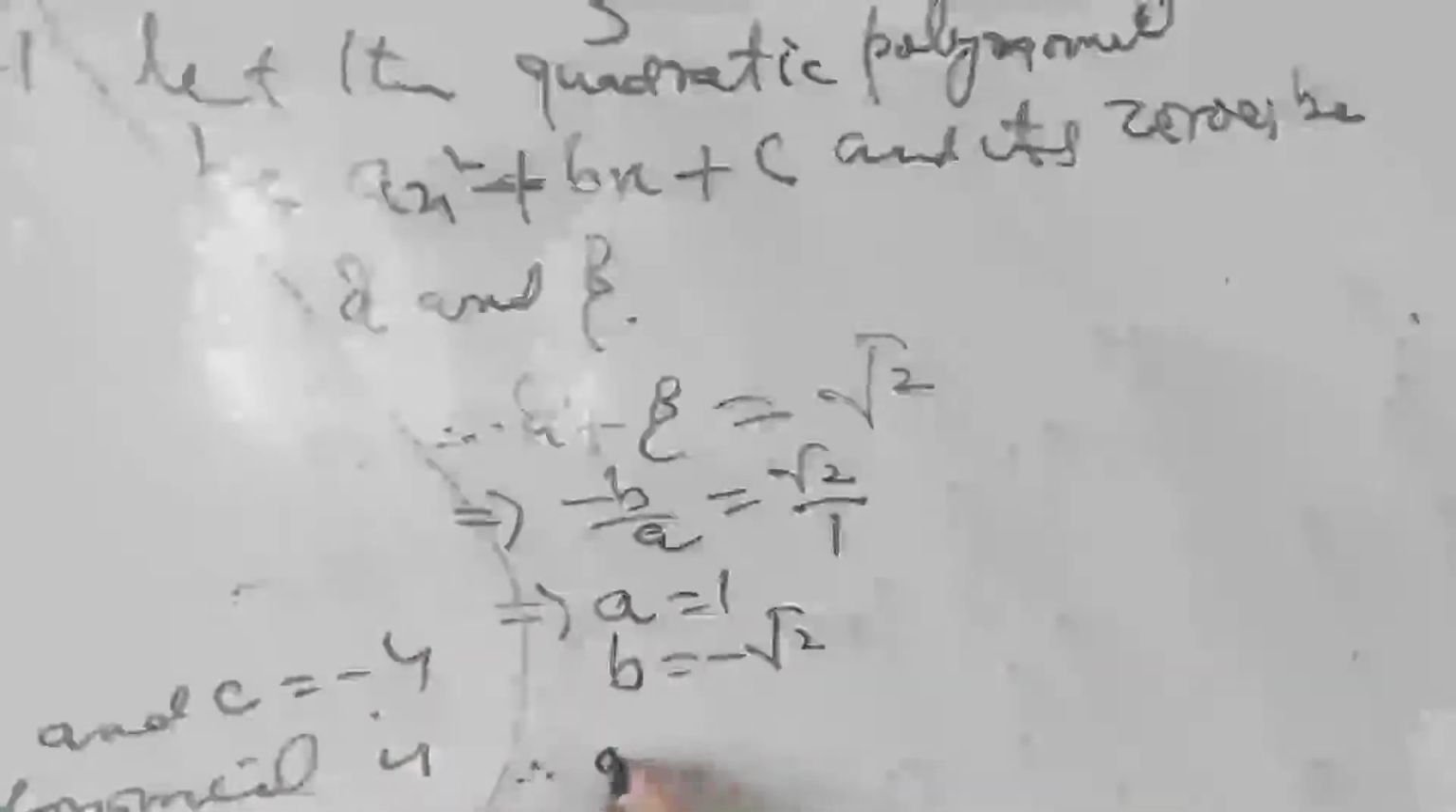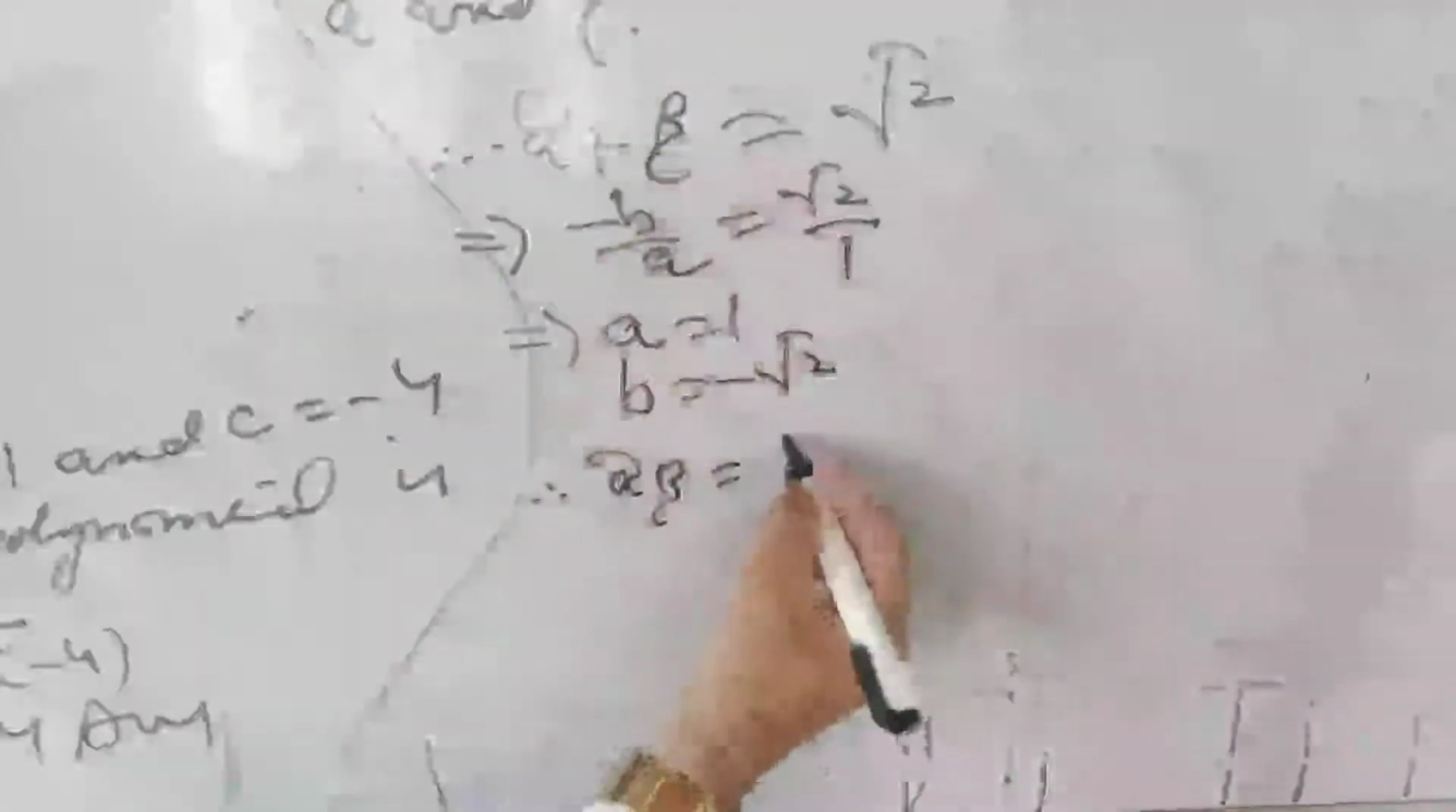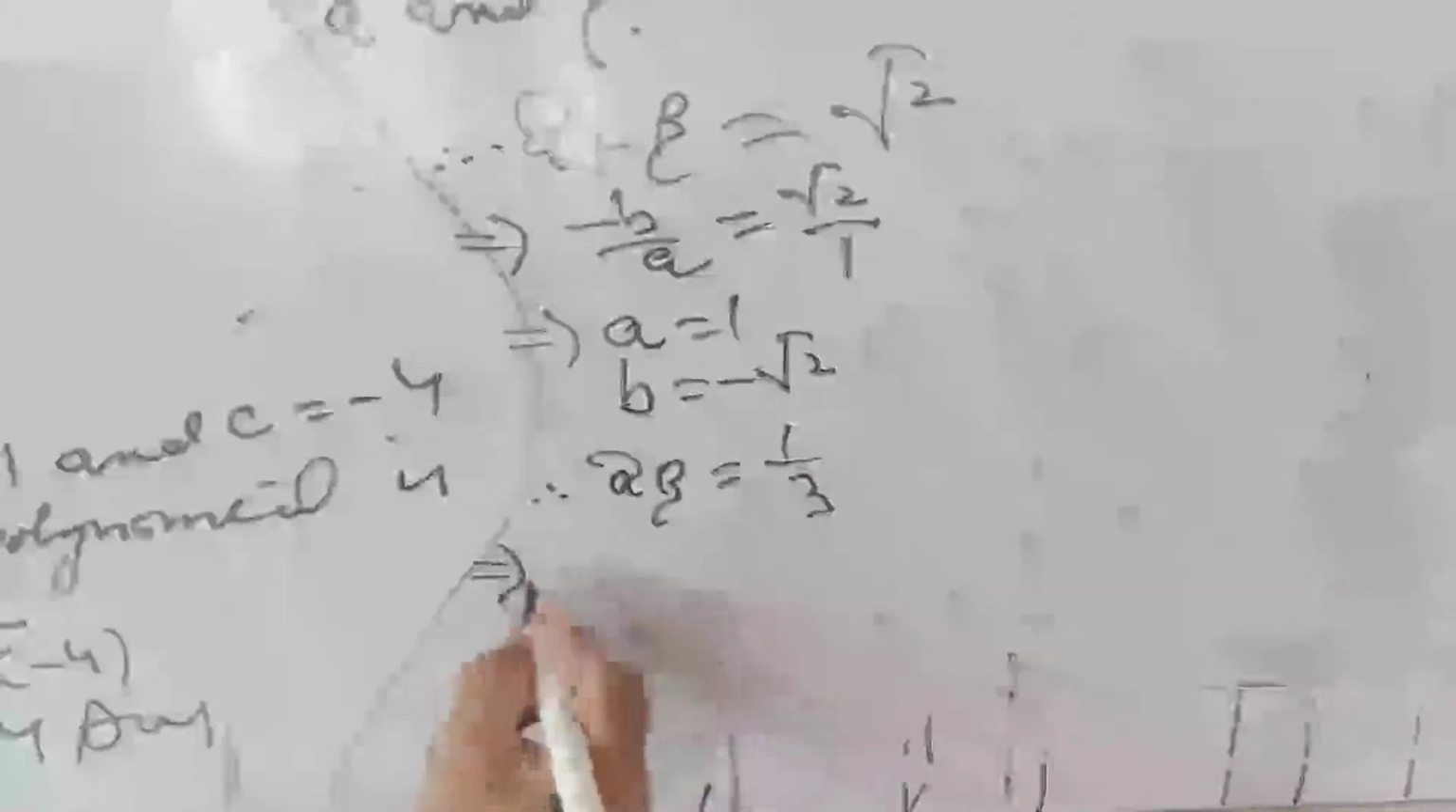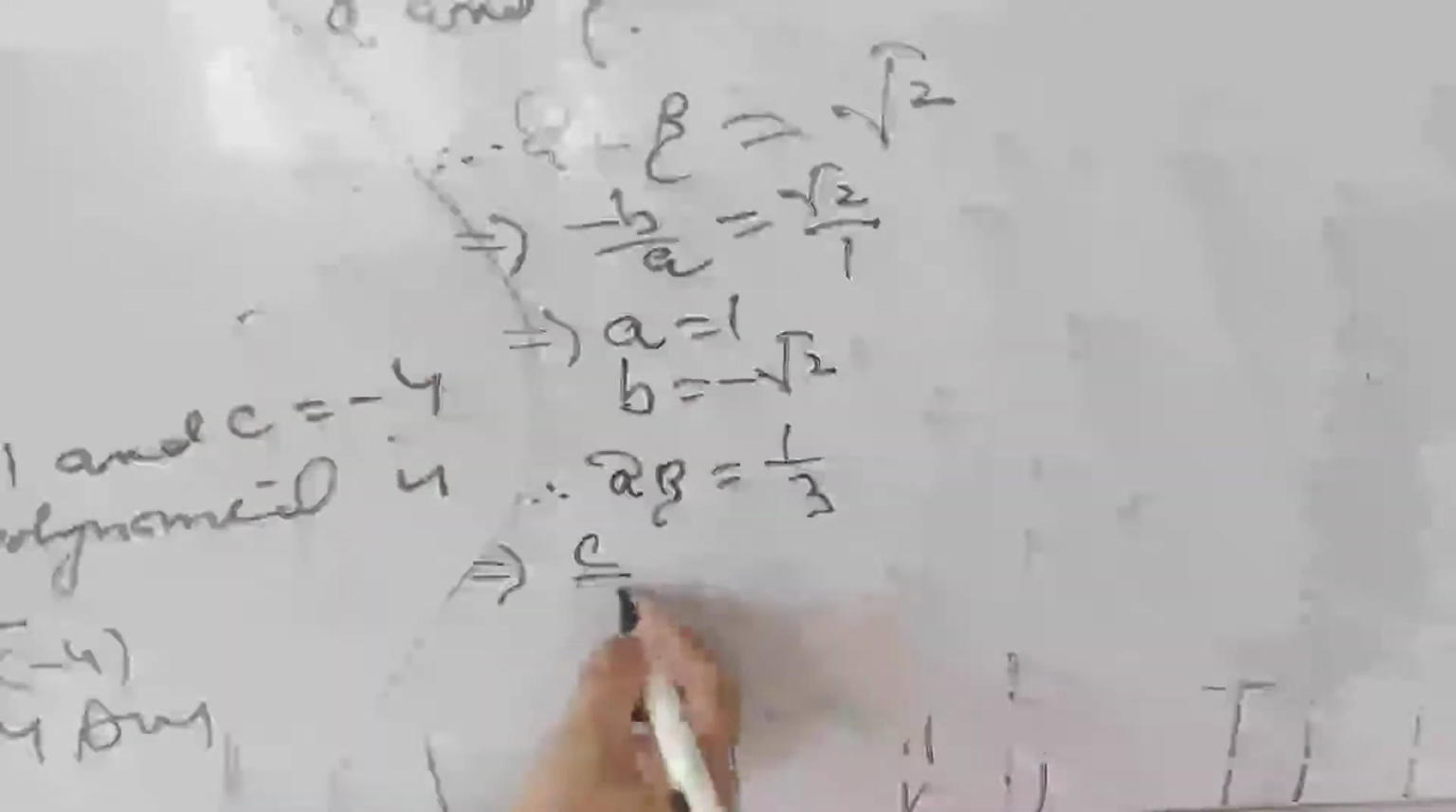And therefore, product of the roots, alpha beta, is equal to 1 divided by 3, given. But we know that product of the roots is equal to c divided by a is equal to 1 divided by 3, and a is equal to 1, so c divided by 1 is equal to 1 divided by 3, that is c is equal to 1 divided by 3.